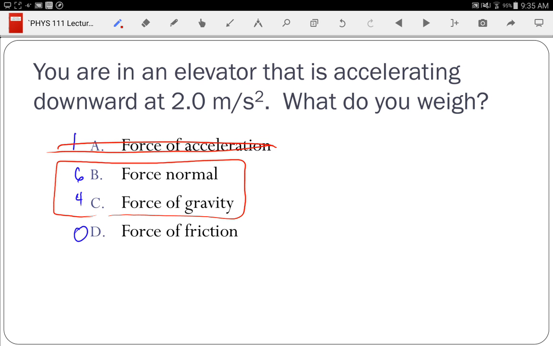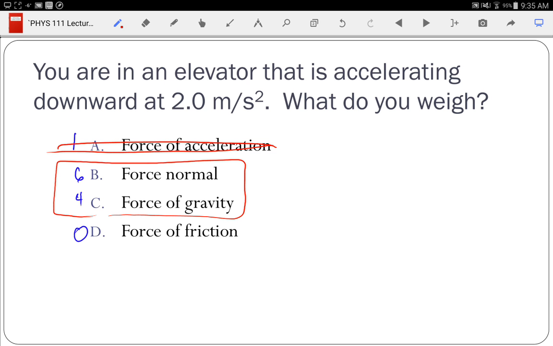The other fair answer is the normal force. Why would the normal force also be a fair answer? It's the force that's holding you up. If you step on a scale, the scale measures the force that's holding you up. And so that's what we measure when we measure our weight. So you can see how both of those would make some sense in terms of what we colloquially call our weight.